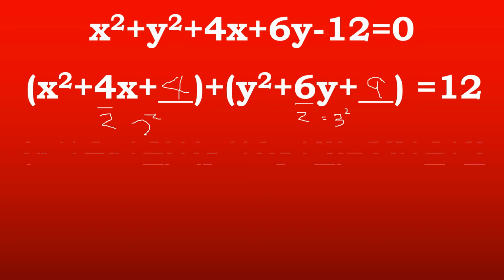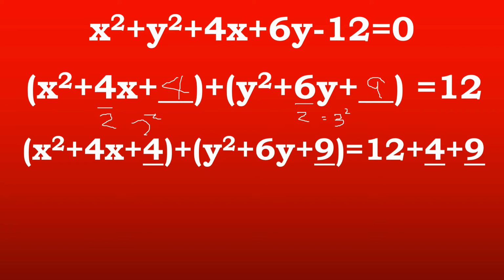Okay, next step is, lahat ng inadd mo dito sa perfect square trinomial natin, x squared plus 4x plus 4. So, itong positive 4 at yung positive 9, i-add nyo siya doon sa kabilang side ng ating equation. So, that will give us x squared plus 4x plus 4 plus y squared plus 6y plus 9 is equal to 12 plus 4 plus 9.